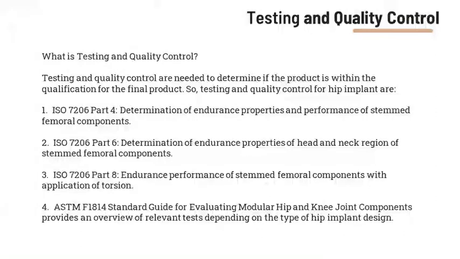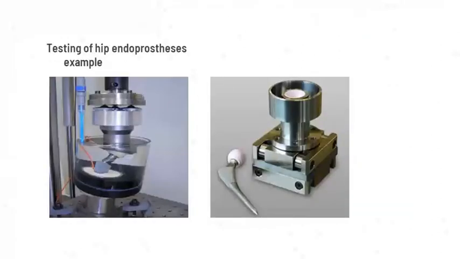And lastly, ASTM F1814, Standard Guide for Evaluating Modular Hip and Knee Joint Components, provides an overview of 11 relevant tests depending on the type of hip implant design. The picture in the slide shows an example of testing of a hip endoprosthesis.